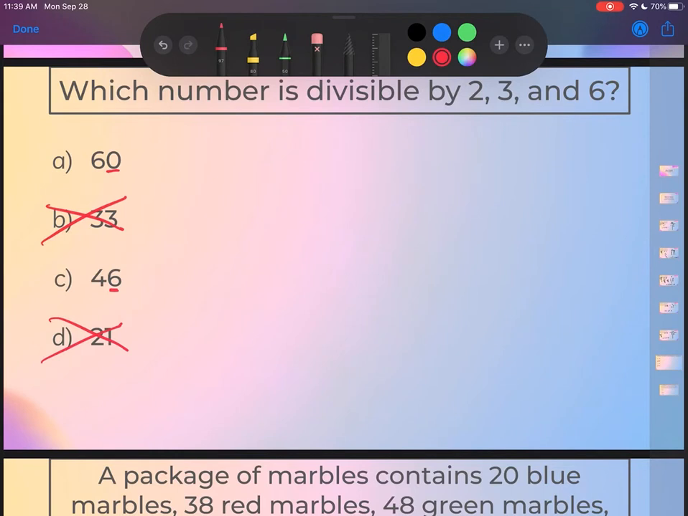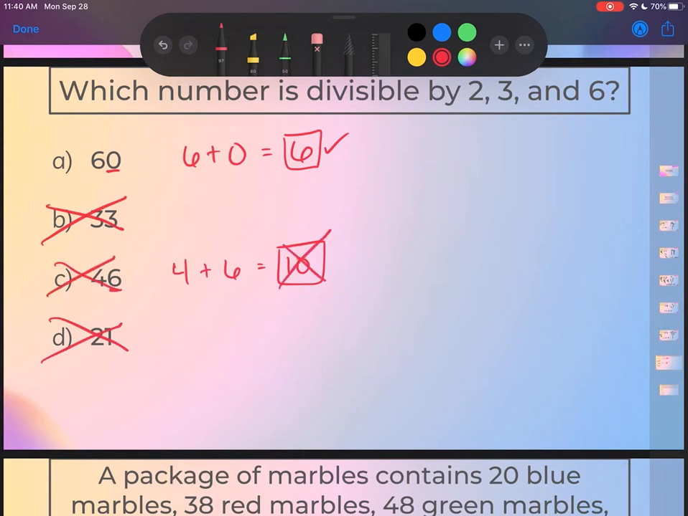In order for a number to be divisible by 3, I have to add up my digits, right? And that has to give me a multiple of 3. So let's look at A. If I add up my digits, I'll get 6 plus 0. 6 plus 0 is 6. Now 46, I have to add up my digits. So I have 4 plus 6, which gives me 10. So our digit sums are 6 and 10, right? Well, if I skip count by 3, 3, 6, 9, 12, right? So 6 is a multiple of 3. 10 is not going to give me a multiple of 3. So that gets rid of C.